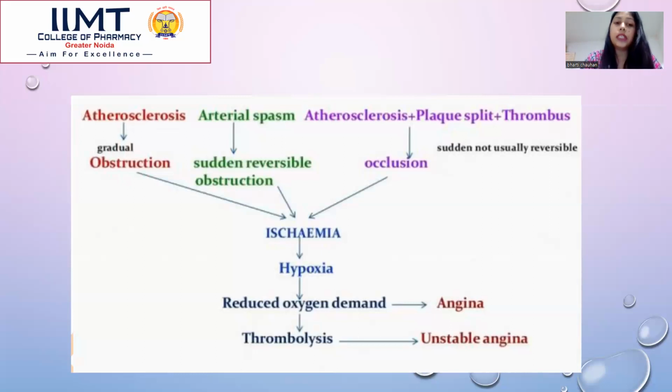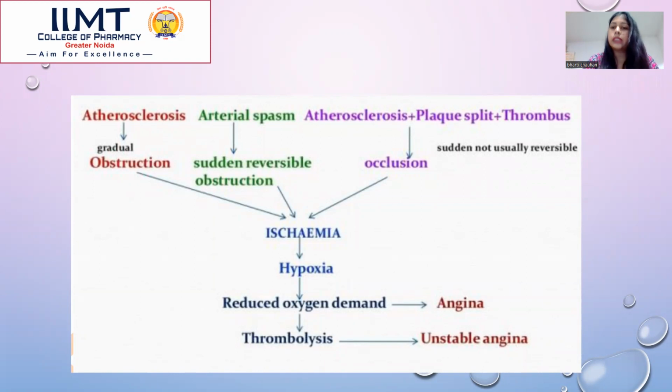Next reason is arterial spasm that I have discussed in variant angina. Sudden reversible obstruction will occur that results in ischemia and hypoxia, due to which oxygen supply will be reduced and ultimately causes the angina.